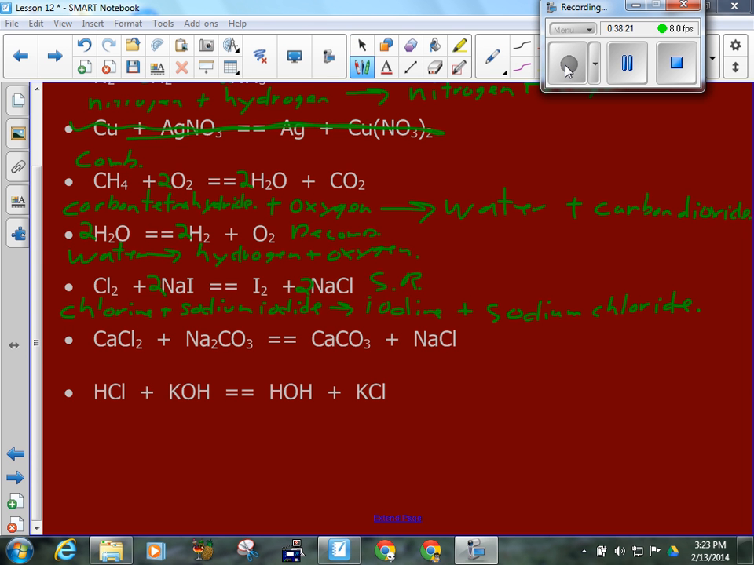All right, let's have a look at our second last one here. We've got 2 ionic compounds reacting to form 2 new ionic compounds. So it is a double replacement reaction. In fact, they both are. Then we have to write out the names. This stuff here, ionic compound, calcium chloride. This stuff here is sodium carbonate. And that forms calcium carbonate and sodium chloride.